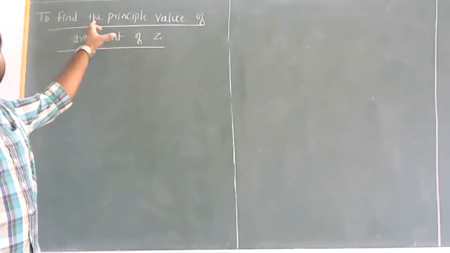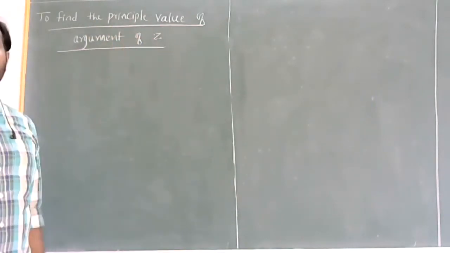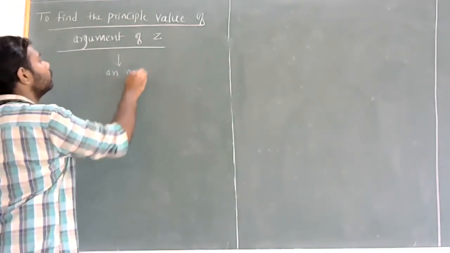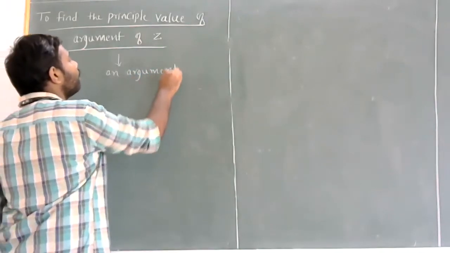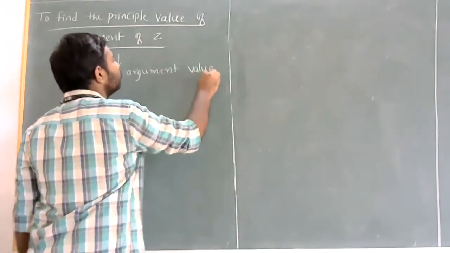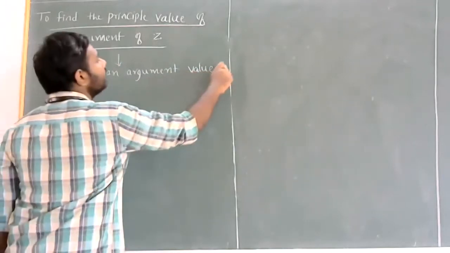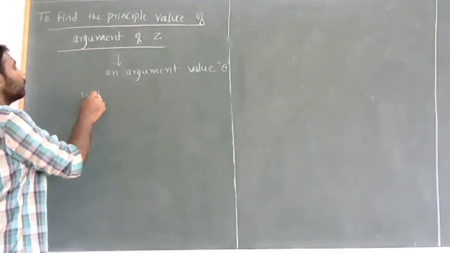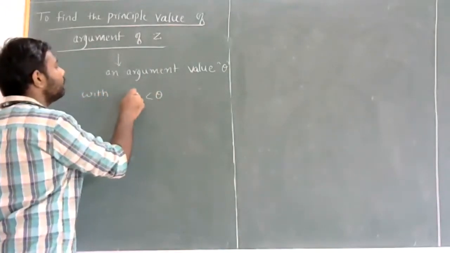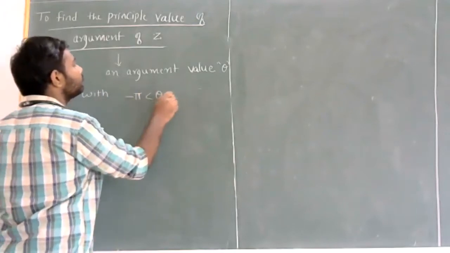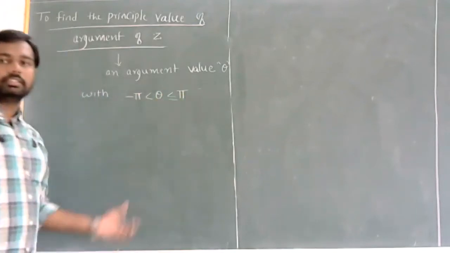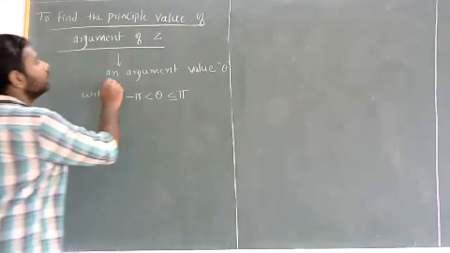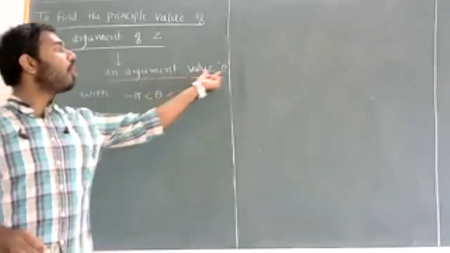Initially, we should know what we mean by the principal value of argument of z. It is an argument value theta, with theta lying in between minus pi to pi. First of all, you should know what you mean by argument value.